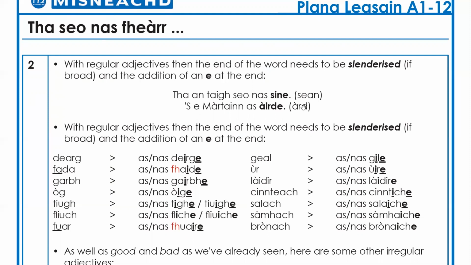Here we can see ard, tall, is é Martin is airde. Martin is tallest. So all we've done here, a is the first and last vowel, so we've added an i to slenderize that. A-i-r-d, and then we've added the e on the end. So this is the regular pattern.